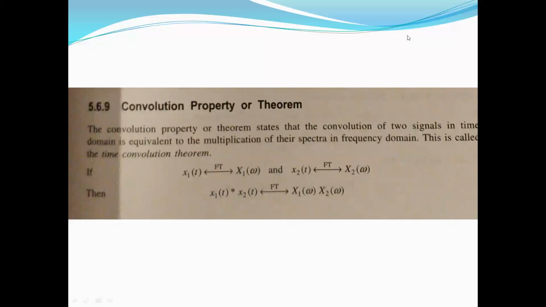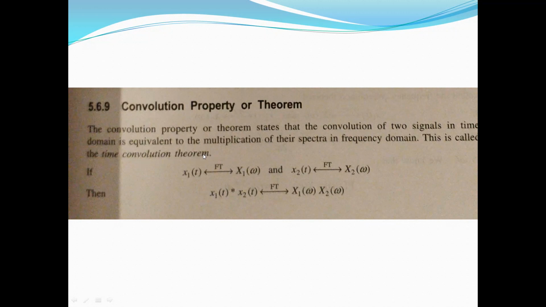So in the last two videos, we learned 8 properties. Today we are going to do the ninth property, which is the convolution property or theorem. According to the convolution property, whenever there is a convolution of two signals in the time domain, that is equivalent to the multiplication of their spectra in the frequency domain. This principle is called the time convolution theorem.